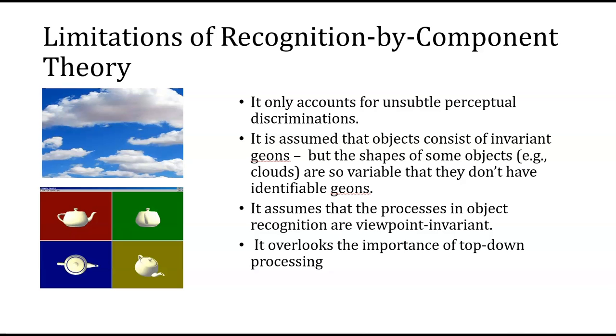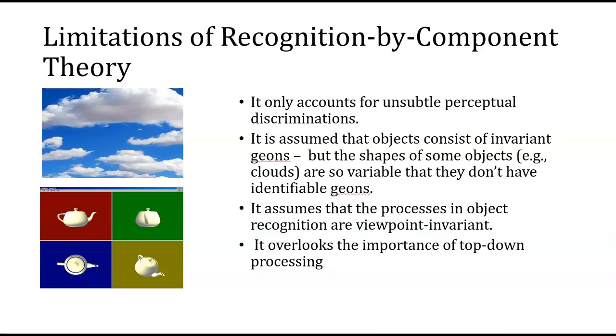The theory also assumes that the processes in object recognition are viewpoint invariant. But that is not always the case. When we look at different views of a teapot, it is a lot easier to identify the teapot from the side view that we're most familiar with. It is a lot harder to identify the teapot from this top-down view, or from this view where we cannot see the handle.